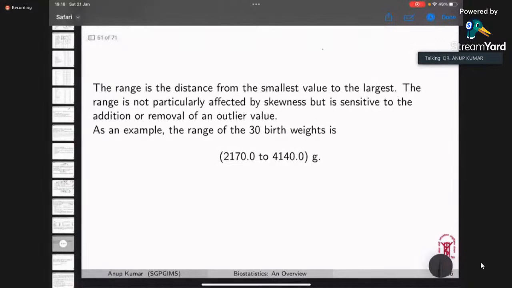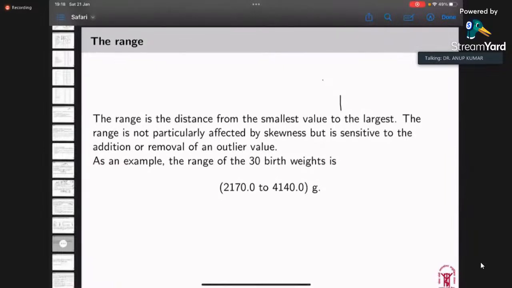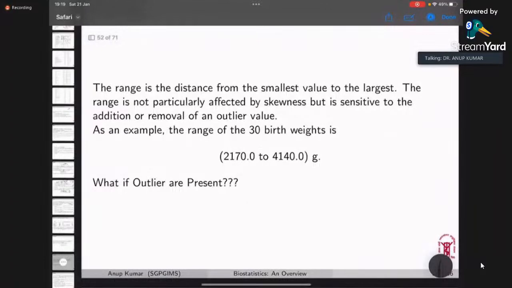Until now, we were discussing the measure of location. Now we will discuss the measure of dispersion, that is, how much your data is scattered. The very simple thing that you can present is the range. Just present the minimum and maximum value of the data. It will give the reader an idea of the range in which the people are distributed.